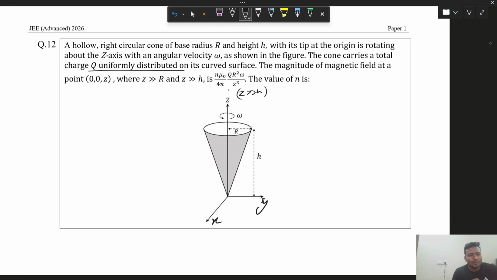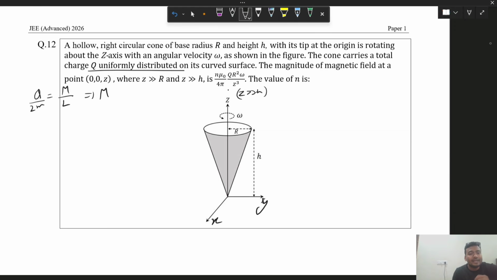So in this case it's hollow, so we can actually apply this q by 2m equals to magnetic moment by angular momentum. Why am I applying this? Because the distribution of mass and charge is proportional to each other, right? That's why we are allowed to use it, and as a result this question becomes easy.